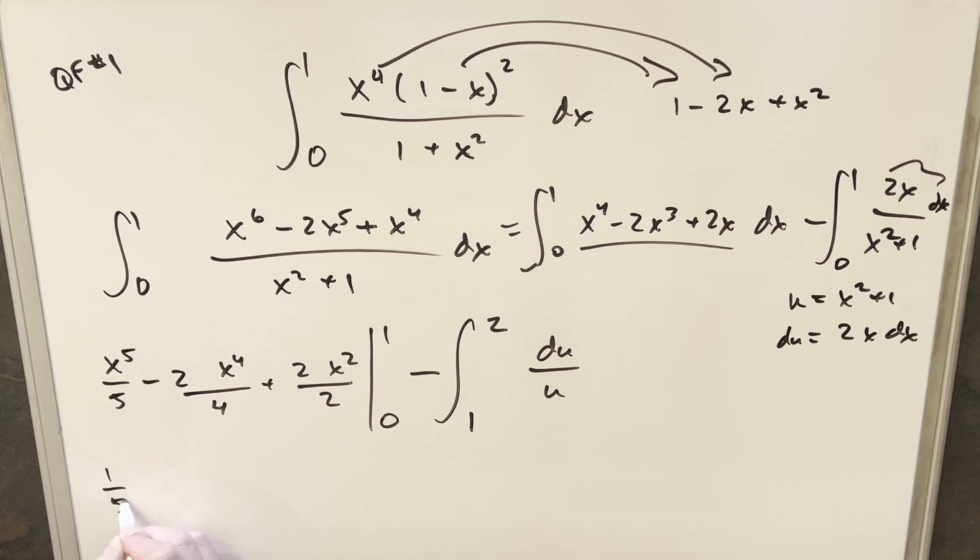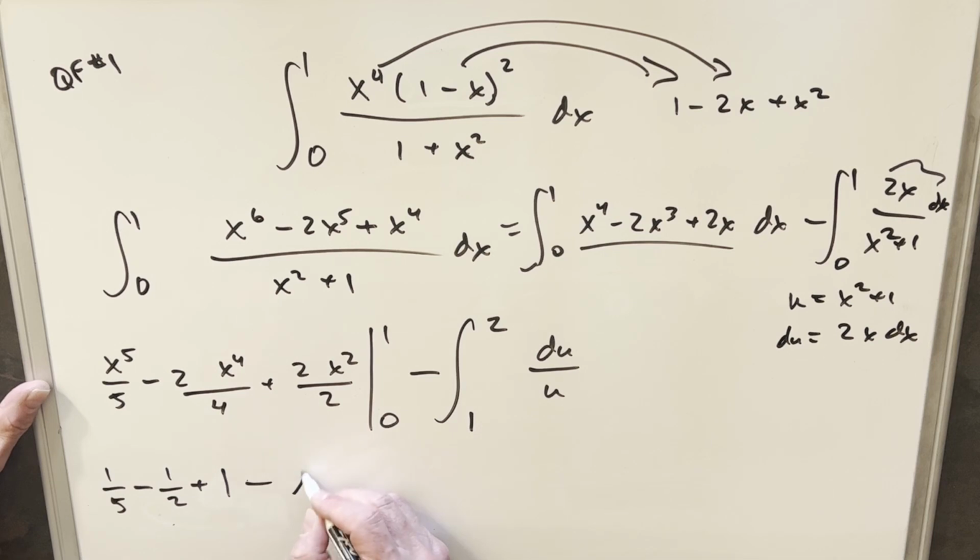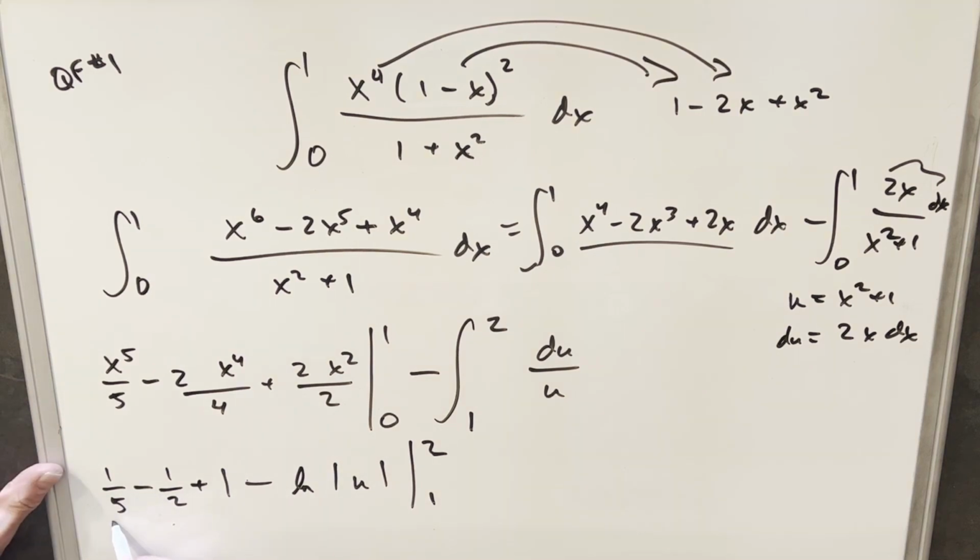We're going to have 1 over 5 minus 2 over 4, which is a half, plus 1, minus the integral of this. Okay, this is actually just going to be natural log absolute value of u, evaluated from 2 to 1. Now, if we have a common denominator here, we can write this as 2/10 minus 5/10, which is minus 3/10. So we're going to have 1 minus 3/10, which is 7 over 10 here.